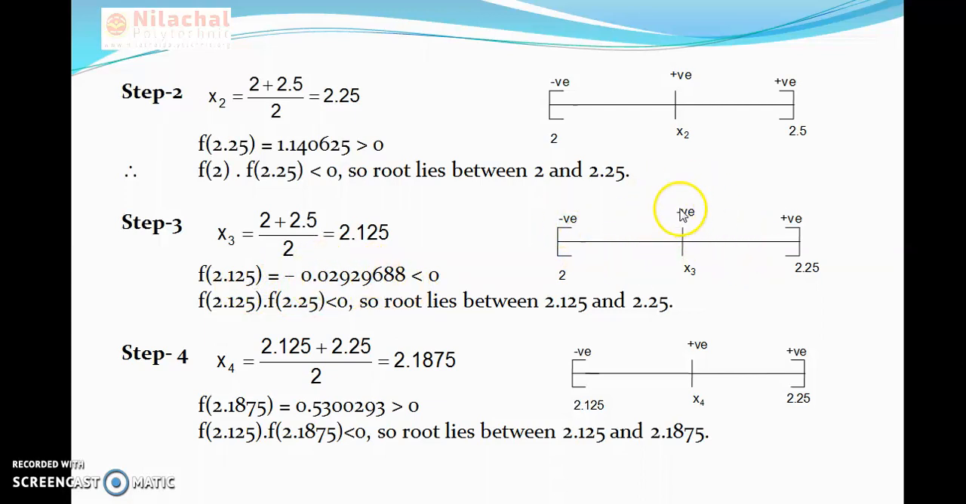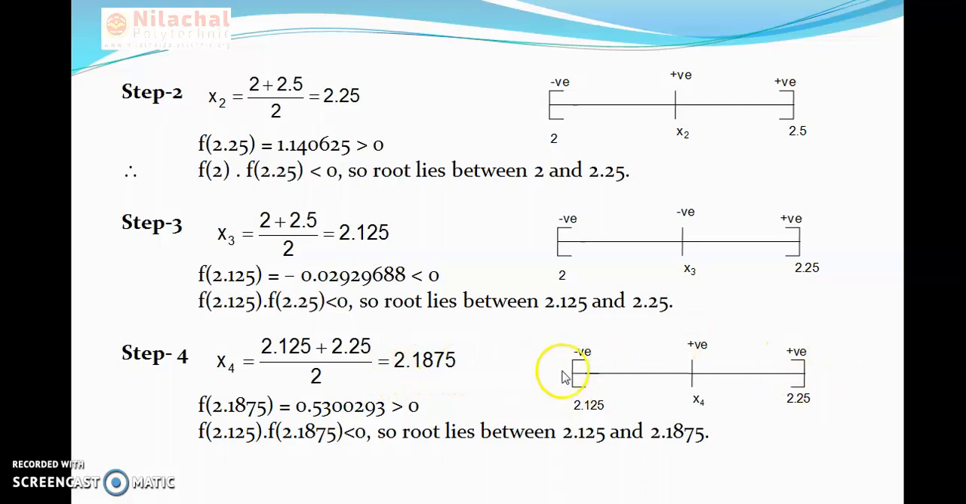Here negative and negative are the same symbol, so the root never lies in this interval, it lies between x3 and 2.25. Clear? That means we are writing root lies between 2.125 and 2.25, where 2.125 is the result of x3. Clear? Then the next approximation, x4, equals the middle point of 2.125 and 2.25, so we are writing here that it equals 2.1875.